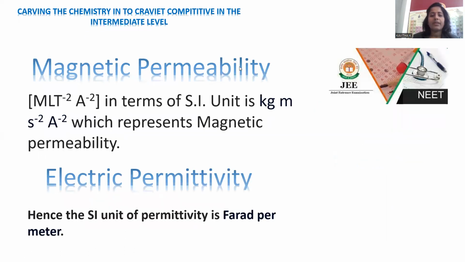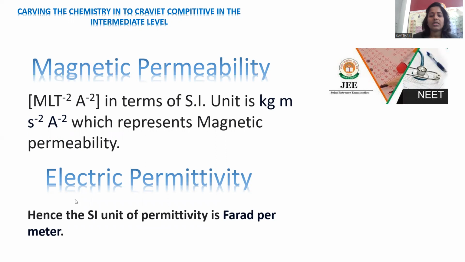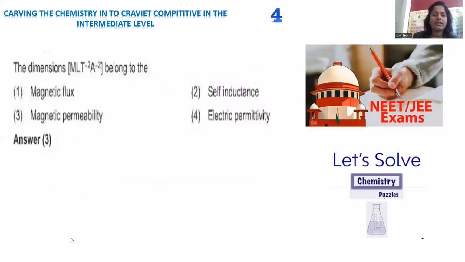And the third, magnetic permeability. Magnetic permeability is measured in mole, liter, temperature inverse, A inverse. This is exactly mapping with the given dimension, so for question number 4, option number 3 is the correct answer. Let's go with the last one also, that is electric permittivity. In this, the SI unit provided is Farad per meter. Farad per meter is the unit for electric permittivity. So by this, we can clearly assume that option number 3 is the suitable answer for question number 4.